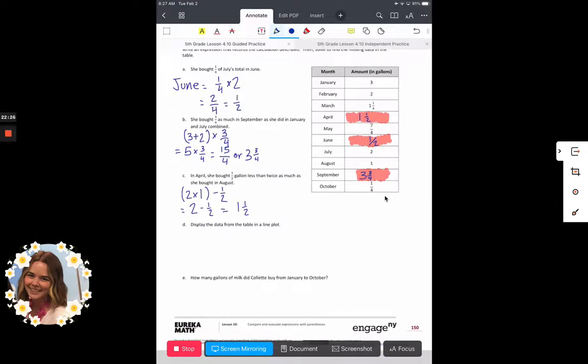D, we're displaying our data from the table on a line plot. So we talked a little bit about line plots a couple weeks ago. So we're going to draw a number line. My number line is going to start at 0, and it looks like my largest number is 3 3/4, so I'm going to end it at 4. So in the middle, I'll have 2, and then I've got 1 and 3. And since my smallest fraction is 4ths, means I'm going to cut each of these into 4ths.